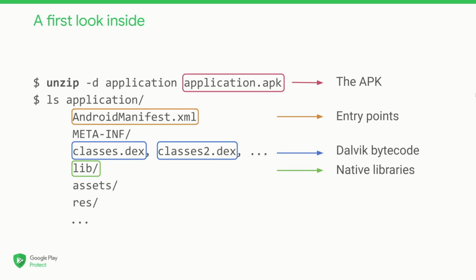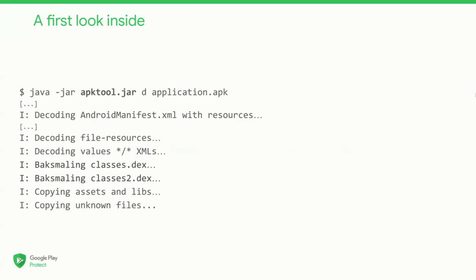The problem with just unzipping it is that most of these files in their current format aren't really going to be readable or useful to you. So all the code is going to be compiled, and all of the XML files are going to be compressed. So the first step we can take to actually start poking around in an app is we can use something called APK tool, which is an open source tool that you can get.